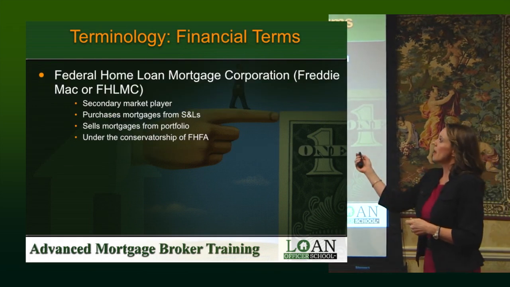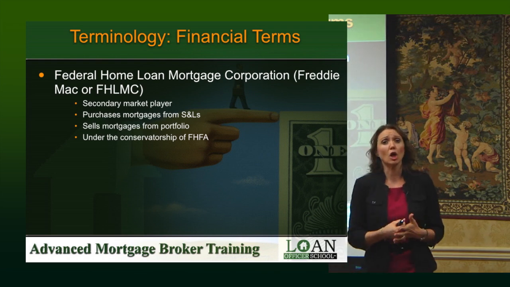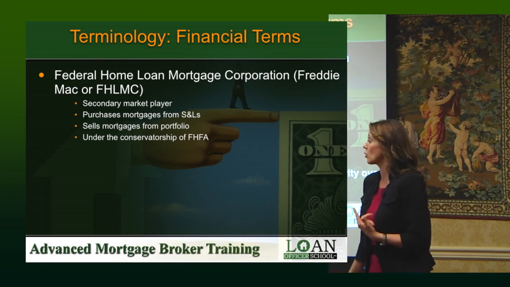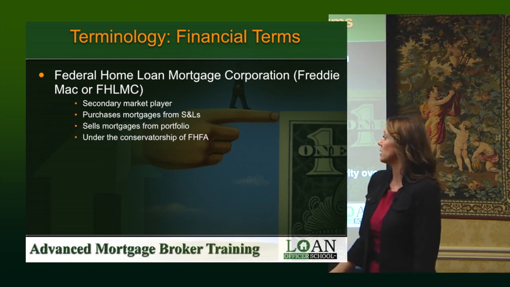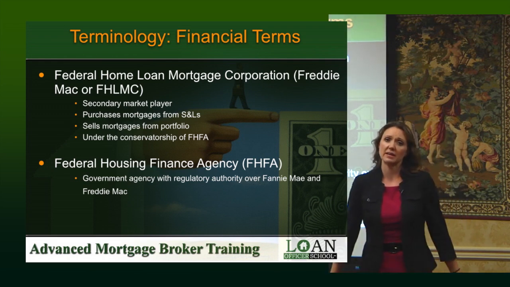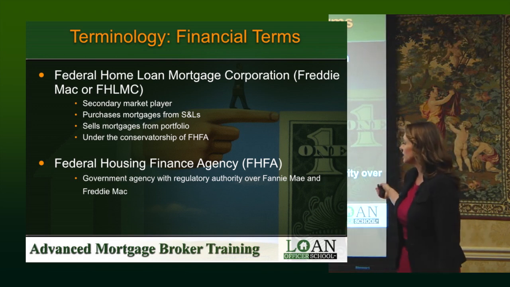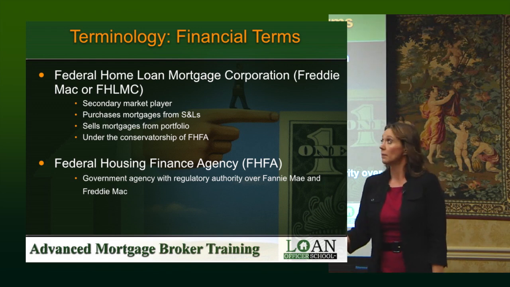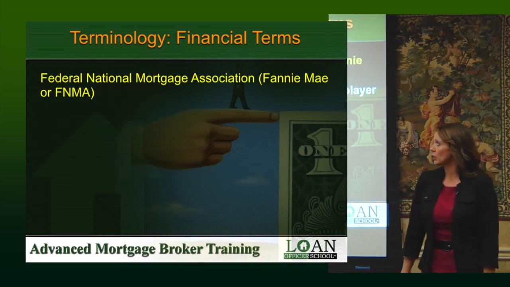All right. FHLMC, which again is Freddie Mac, stands for Federal Home Loan Mortgage Corporation. They're one of our major secondary market players today, along with Fannie Mae, which is Federal National Mortgage Association. They are both under the Federal Housing Finance Agency, FHFA over here. These are government agencies with regulatory authority over Fannie Mae and Freddie Mac. That's Fannie Mae, which we just said a moment ago, Federal National Mortgage Association.